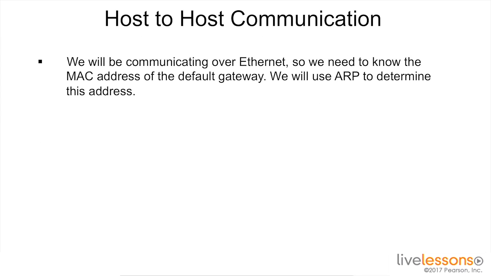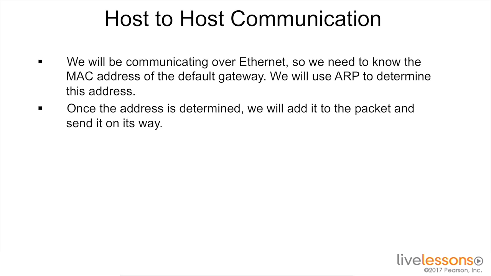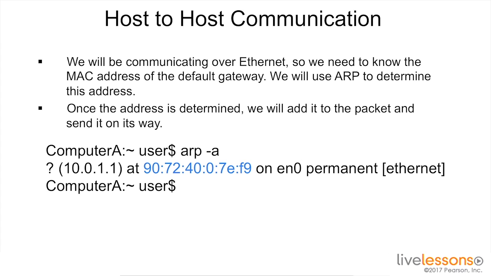We will be communicating over Ethernet, so we will need to know the MAC address of the default gateway. We will use the ARP protocol to determine this address. Once the address is determined, we will add it to the packet and send the packet on its way. For instance, you can see that 10.0.1.1 has been identified with the following MAC address by my computer.